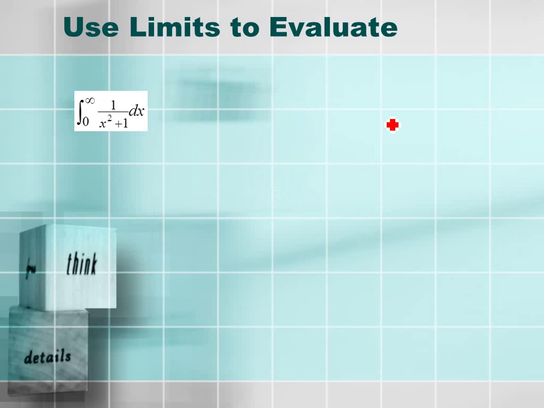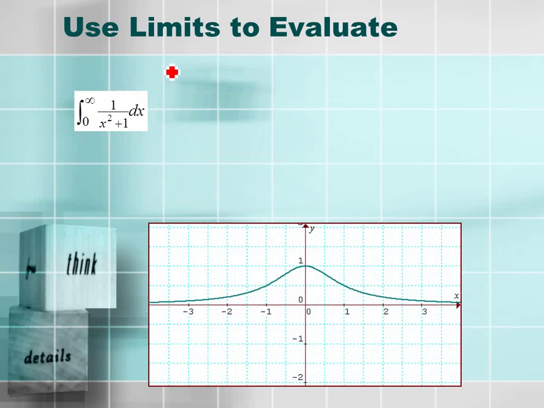Okay, another example. This one is important because parts of it are graphs that you want to be able to recognize. This is actually a good graph to be aware of. This graph is kind of a bell-shaped curve. It has the x-axis as an asymptote. What we're trying to do is find the area going from 0 out to infinity. So I'm looking for that area.